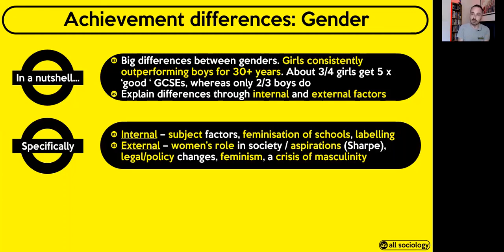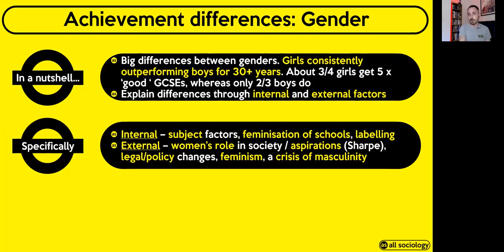We've also got the ideas about labeling. So perhaps girls are labeled as bright and perhaps boys are labeled as not so bright. These things do happen as well. Now, some of the more interesting stuff is to look at the external factors. So why is it that girls have got so much better than boys?